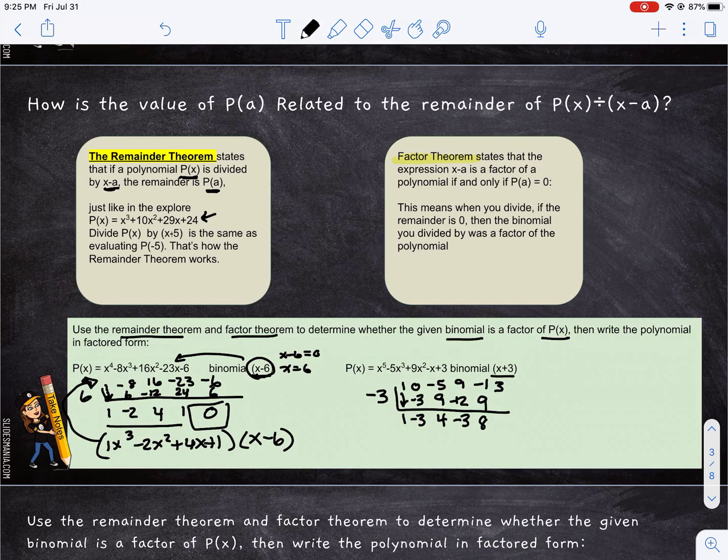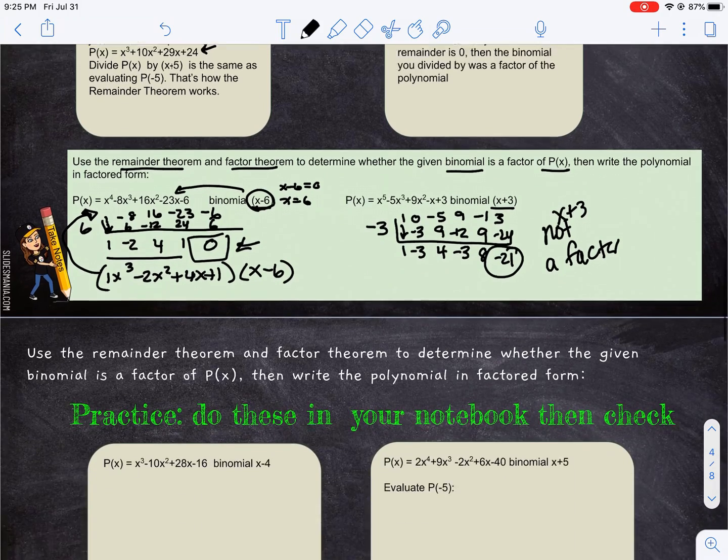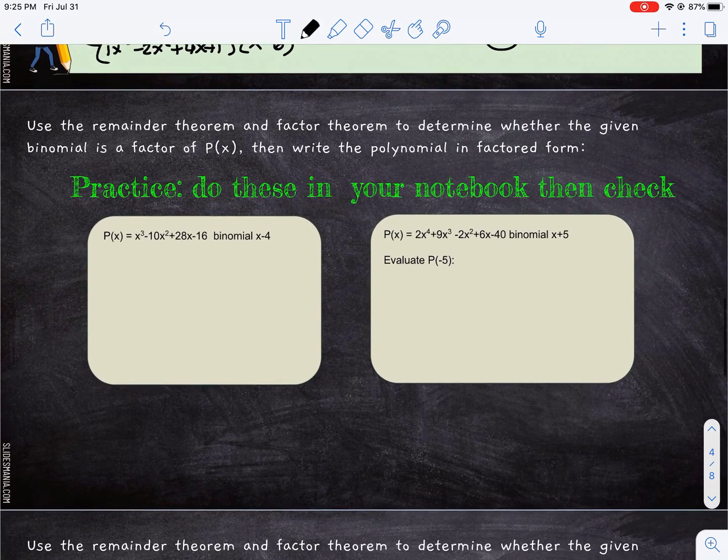I don't know about you guys, but this just makes me happy to do synthetic division. It's so much fun. And we multiply, and we add. Notice this guy here. Did we get a remainder of 0? No. So that means this is not a factor. So x plus 3 is not a factor of that whole polynomial. Okay, whereas over here, when we get a remainder of 0, it is a factor.